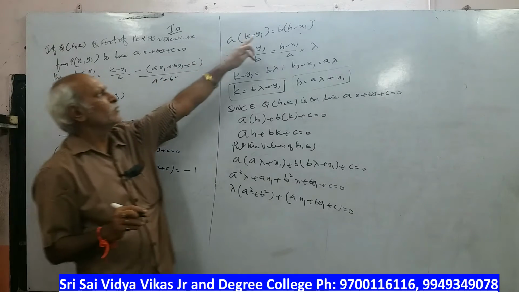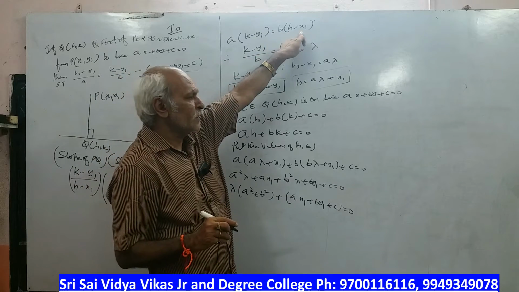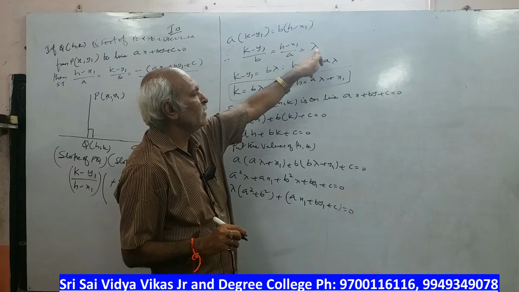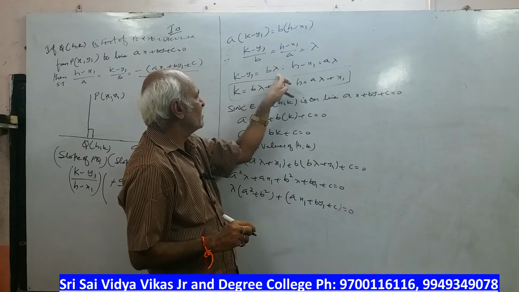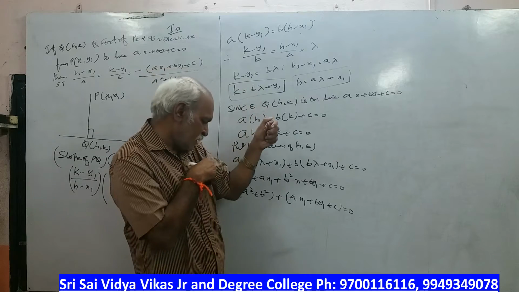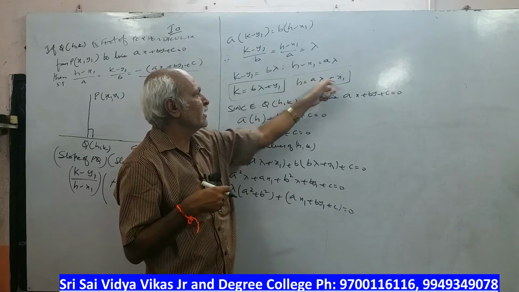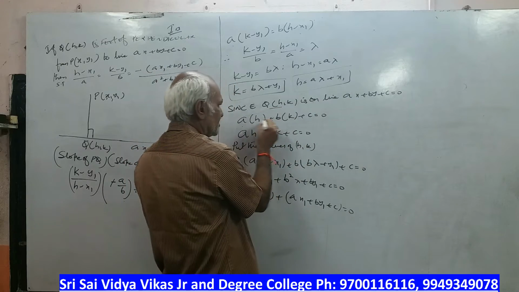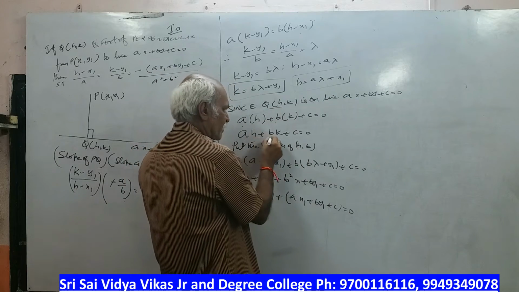Then a into k minus y1 is equal to b into h minus x1, so k minus y1 by b is equal to h minus x1 by a is equal to lambda. So k minus y1 is equal to b lambda, h minus x1 is equal to a lambda. So k is equal to b lambda plus y1 and h is equal to a lambda plus x1. Therefore h and k are underlined, so ah plus bk plus c.